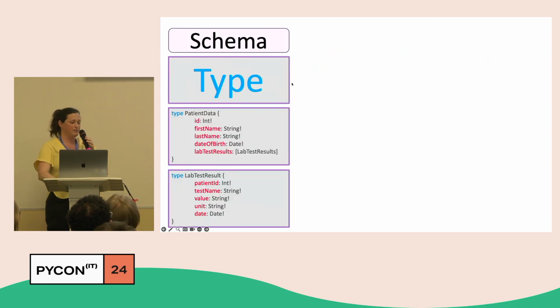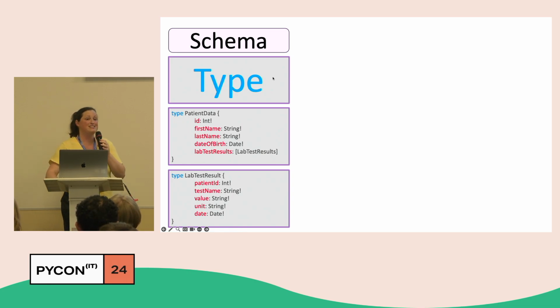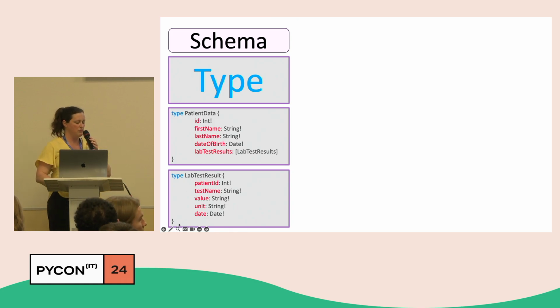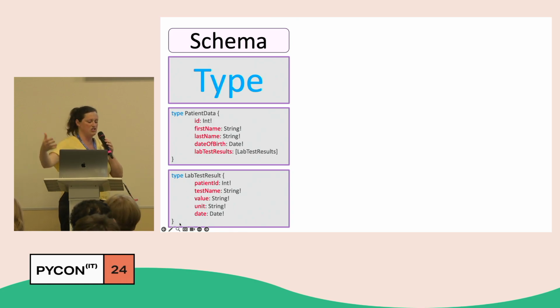Okay, so schema. In GraphQL you can define types that you allow the client to request. So in our example, we can define a patient type with all the relevant fields. We can define a lab test results type with all the relevant fields. And of course, we can define additional types for the fertility clinic.